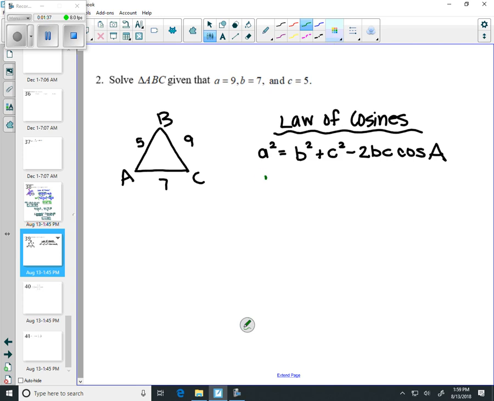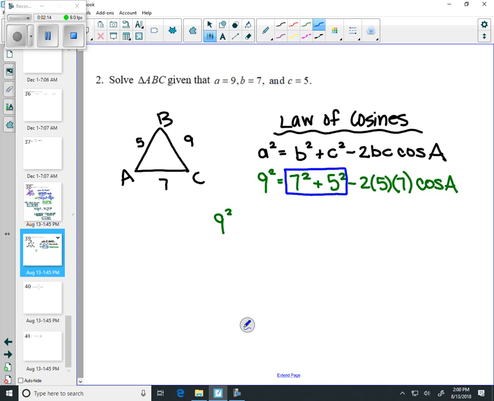So A is 9. 9 squared equals 7 squared plus 5 squared minus 2 times 5 times 7 times cosine of A. And I like to move things over in groups. I like to move things in 3 steps, I guess. The first thing I move is this. So we're doing backwards order of operations, which sometimes is a little tricky to think through. Here that means we're going to subtract our 7 squared and 5 squared.